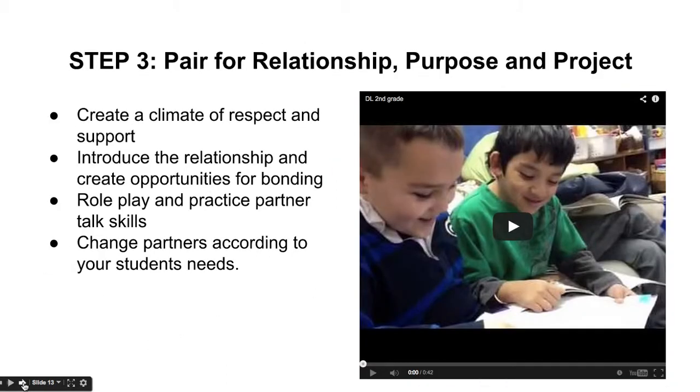Step 3 is to pair for relationship, purpose, and project. It's critical when making your bilingual pairs to create a climate of respect and support. You'll have to introduce the relationship and create opportunities for bonding. Students will need ample opportunities to role play and practice partner talk skills. Also, you'll want to change partners according to your students' needs. Here's a short sample of a bilingual pair working together in Writer's Workshop.